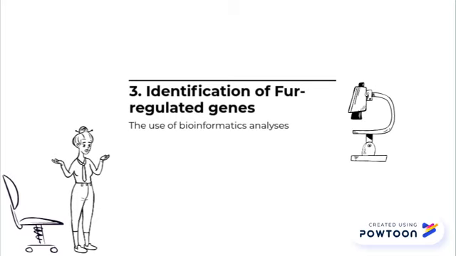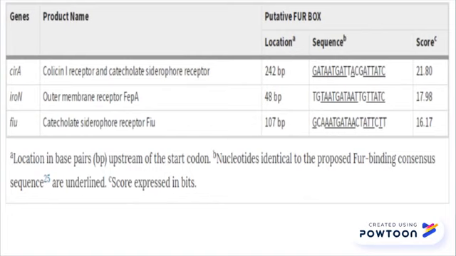Bioinformatics analyses were carried out to identify putative Fur binding sites on the chromosomal region of genes related to the iron acquisition system in K. pneumoniae. This table shows the putative Fur boxes identified on the upstream region of the genes sirA, fepA, and fhuA, which encode the catecholate-type siderophore receptors.